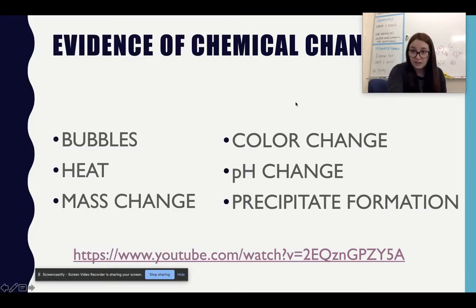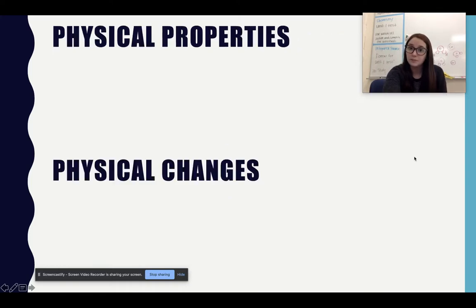So that's evidence of chemical change, which is crazy to think about. These are not always going to be evidence, because sometimes if I'm warming something up and I have a physical change and it's evaporating, bubbles are going to form. I could see a color change if I'm changing it physically. But it's important to note that a lot of these are going to be evidence of chemical changes.